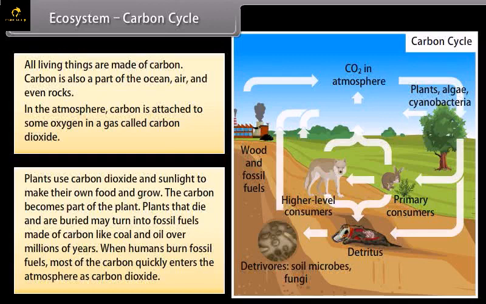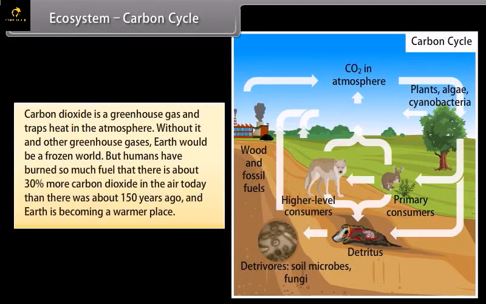Plants that die and are buried may turn into fossil fuels made of carbon, like coal and oil, over millions of years. When humans burn fossil fuels, most of the carbon quickly enters the atmosphere as carbon dioxide.